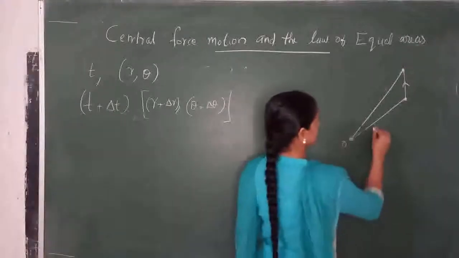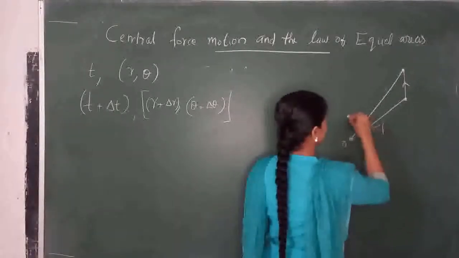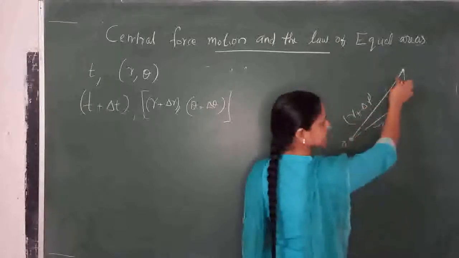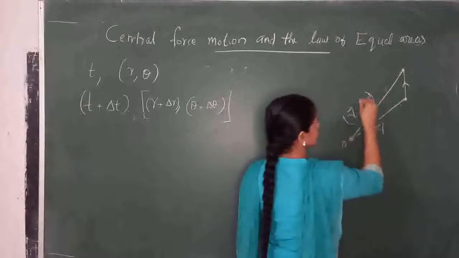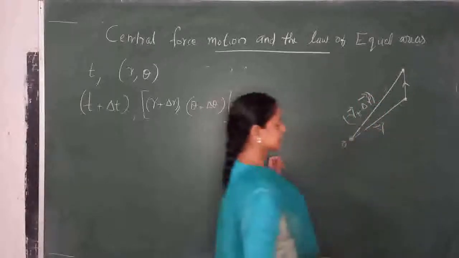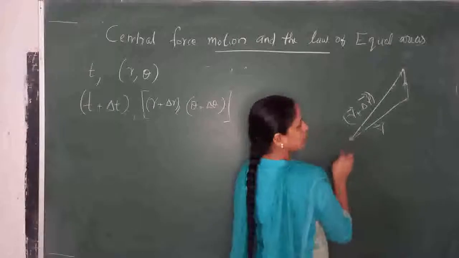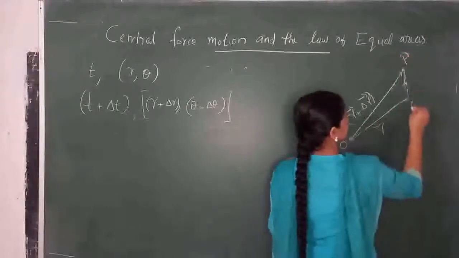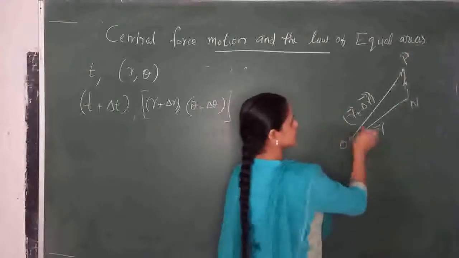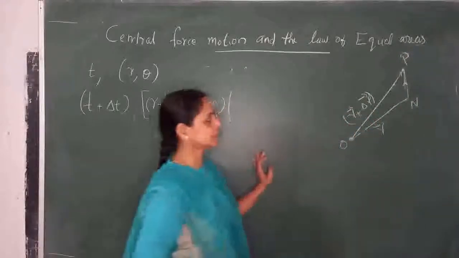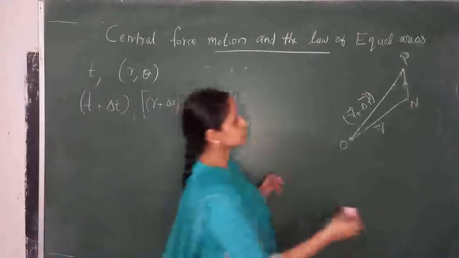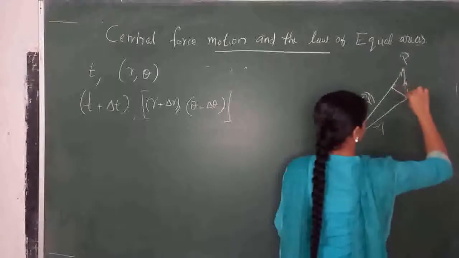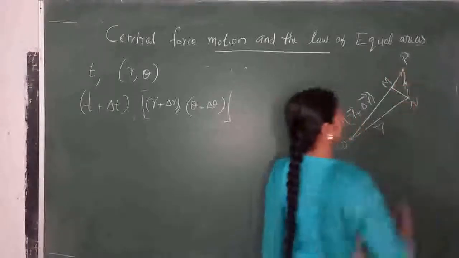This is r and this is r plus delta r. The radius vector after a given time delta t is r plus delta r, and this is r here. So we can mark the position here. This is the origin, and we can mark some point p and this is n. So this is r and this is r plus delta r. So we can draw a perpendicular here and make this point as n.